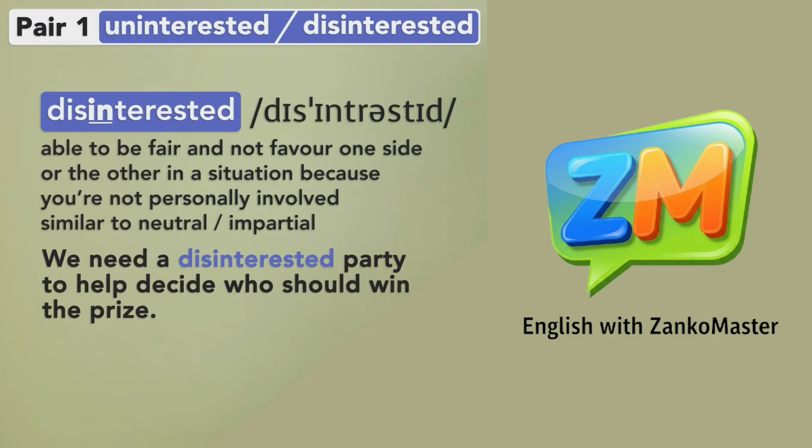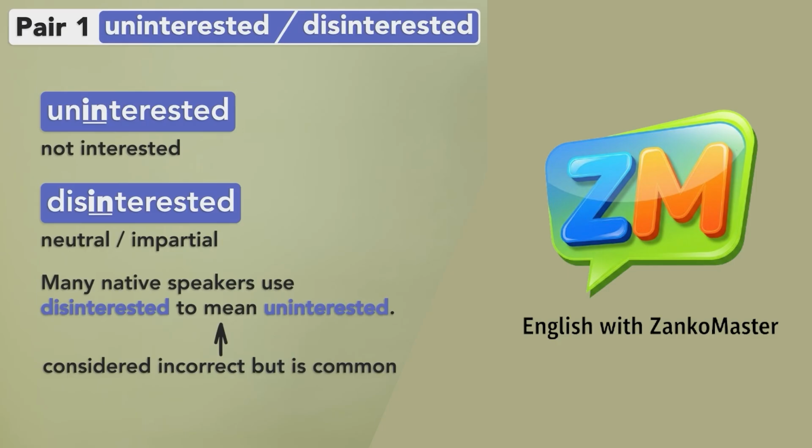If you are disinterested, you are able to be fair and you don't favor one side or the other in a situation because you're not personally involved. It's similar to being neutral or impartial. For example, we need a disinterested party to help decide who should win the prize. We need someone who is not involved and is able to be fair. So to recap, uninterested means not interested, and disinterested means neutral or impartial.